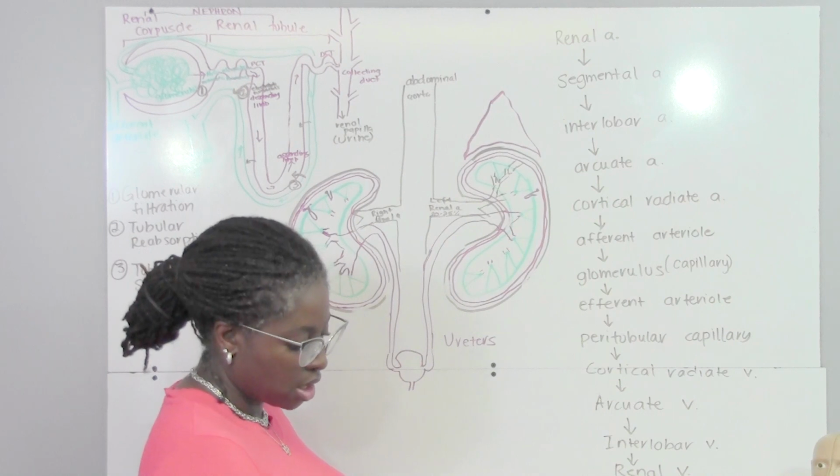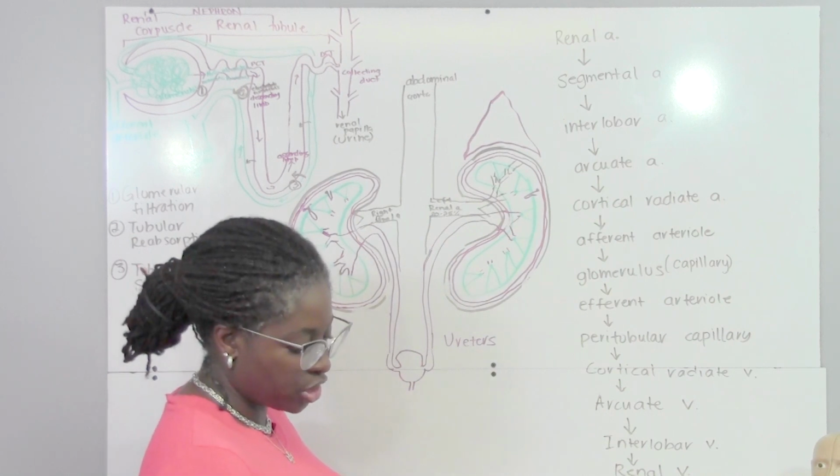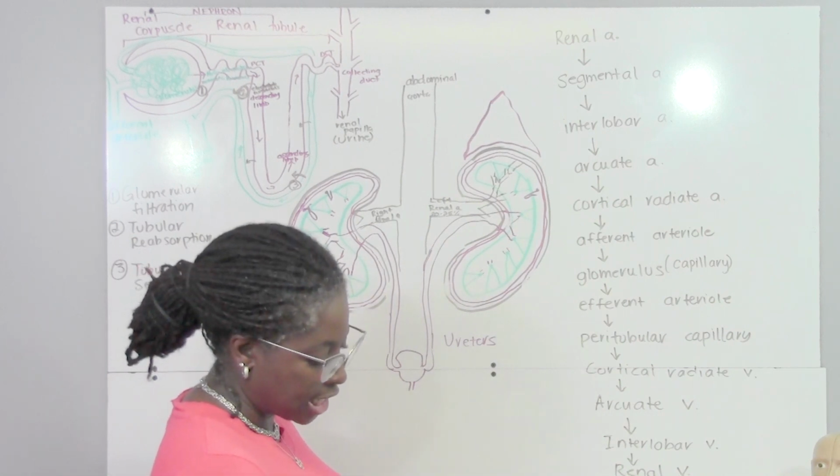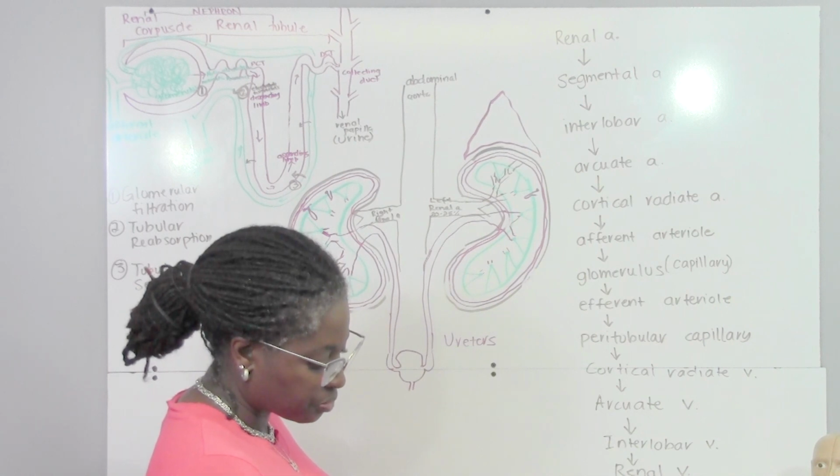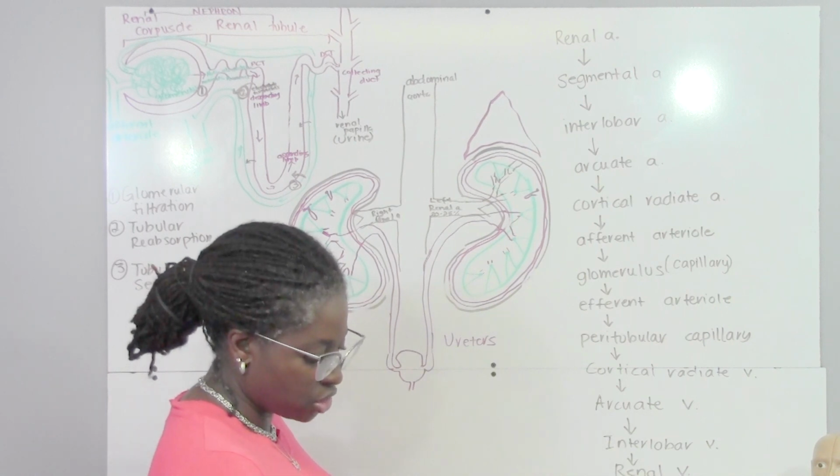In the male, the prostate gland is just inferior to the bladder, and in the female, the bladder is going to be anterior to the vagina.